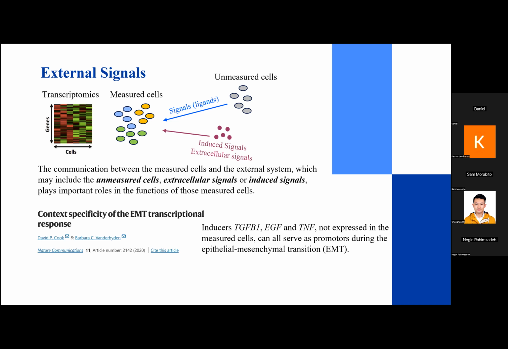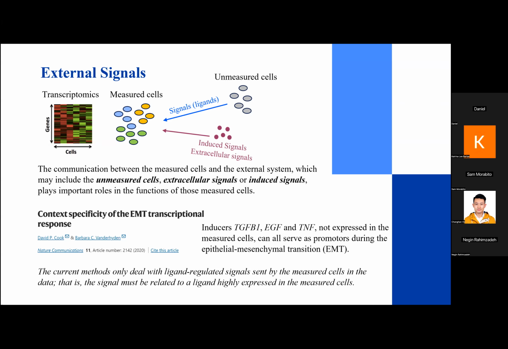For example, in one paper during the experiment they manually added three ligands, TGF-beta1, EGF, and TNF. These three are not expressed in the measured cell, and they all can serve as promoters during the EMT transition. This is a very good example showing that external signals can play a very important role in the functions of the measured cells.